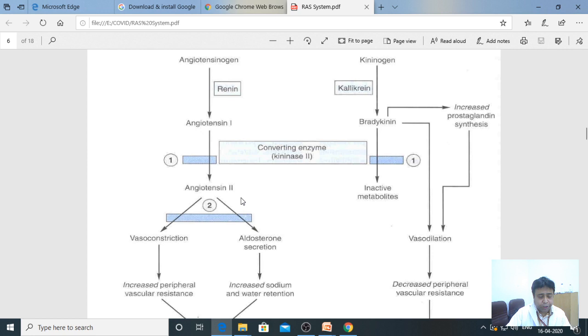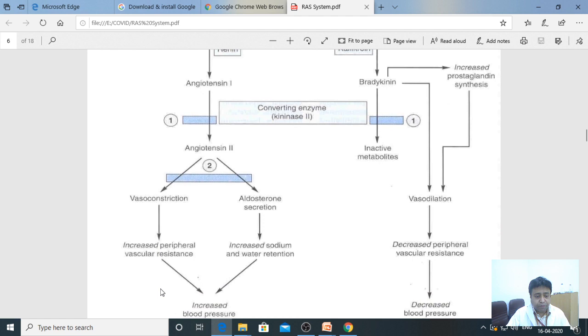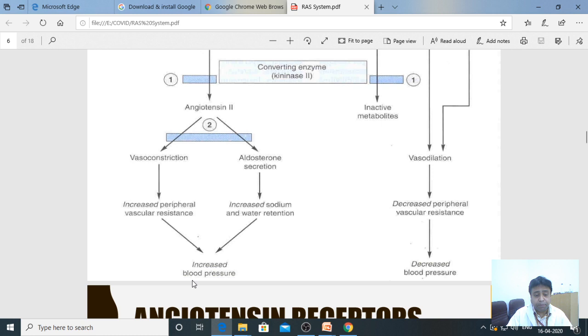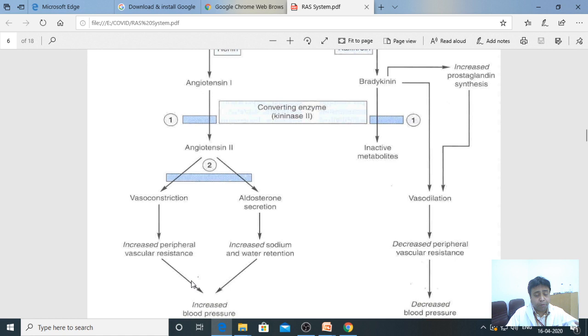That is exactly what was said, that it can cause vasoconstriction, because it can act on the smooth muscles of the blood vessels. And as a result, this can increase the peripheral resistance and thereby auto-correct the blood pressure. So whenever the blood pressure is low, because of hypovolemia, this system gets activated.